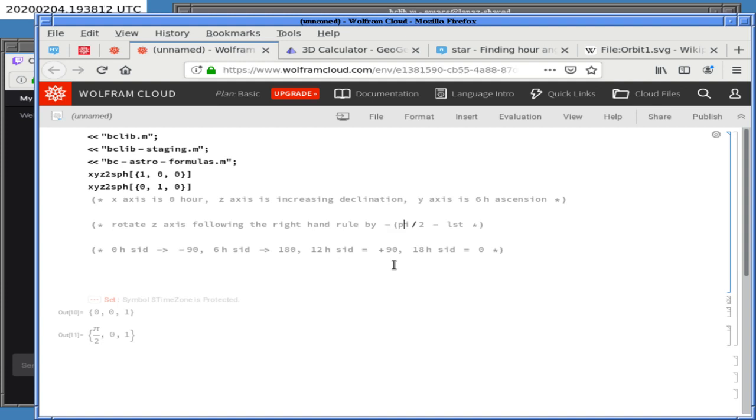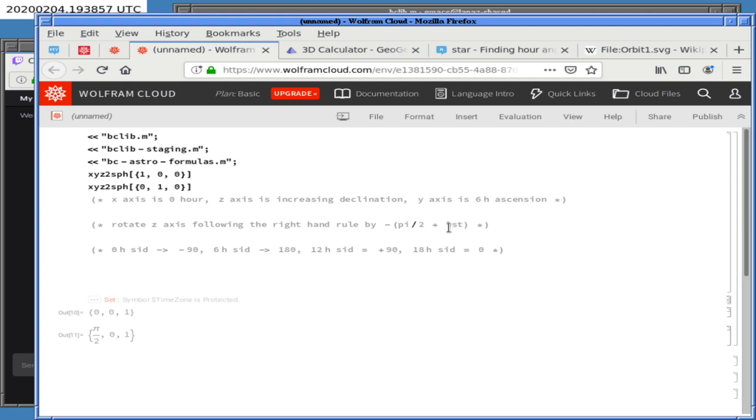I think this is what I meant. I'm just off by a sign. Let's make sure these work for the four cases, and I'm pretty sure they do. All right, when there's a 0 hour sidereal time, this just says rotate negative pi over 2, which is this. When there's 6 hour sidereal time, it says rotate negative pi, which is this. When it is 12-hour sidereal time, which is the same as pi, pi over 2 plus pi is 3 pi over 2. Negative 3 pi over 2 plus 2 pi is pi over 2, which is this. And if it's 18-hour sidereal time, this is minus 3 pi over 2.